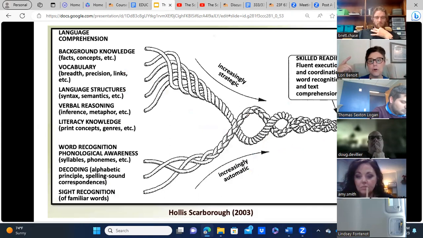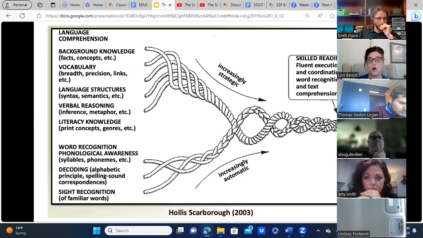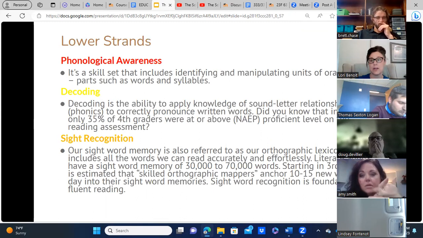This is a flipped model of it, which we're going to look at again, but it just breaks down a little bit more what each one of those strands are. Notice we are not going to spend very much time in this class on the lower strands, or what we call the decoding strands. We're going to focus on those upper strands, how to build vocabulary, language structures, background knowledge. That's what we are going to focus on. Just for your knowledge, these are the 3 lower strands.